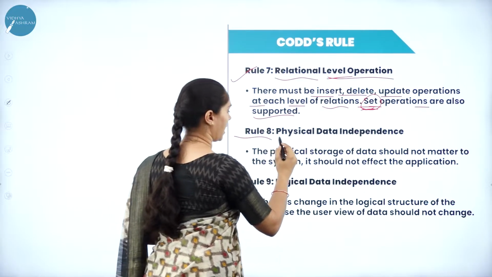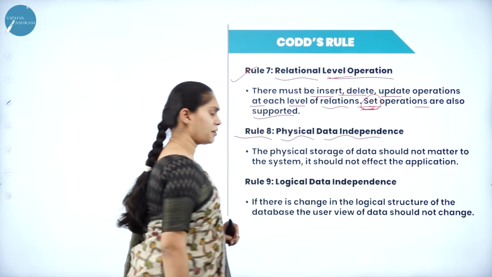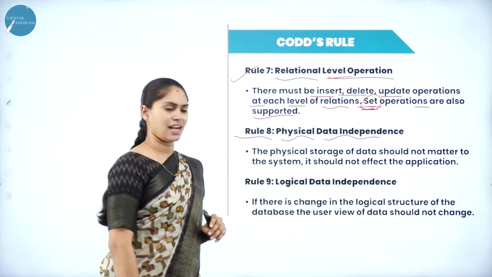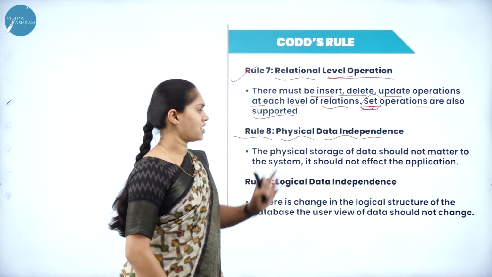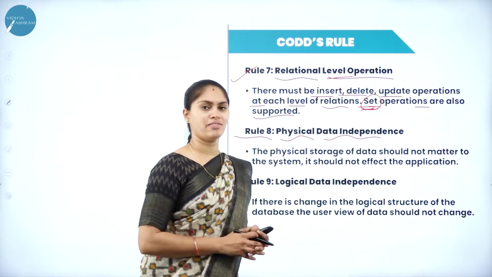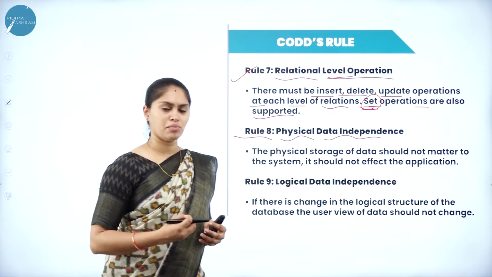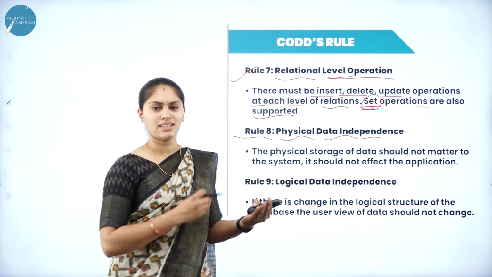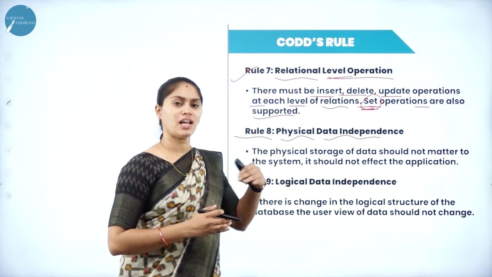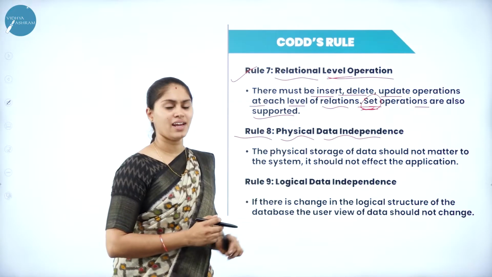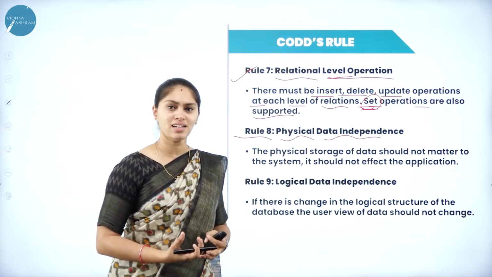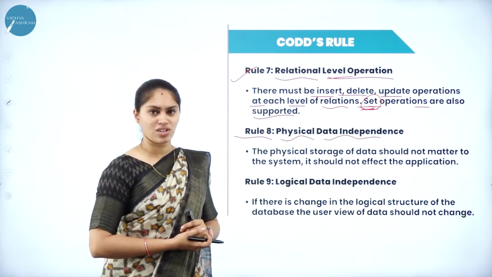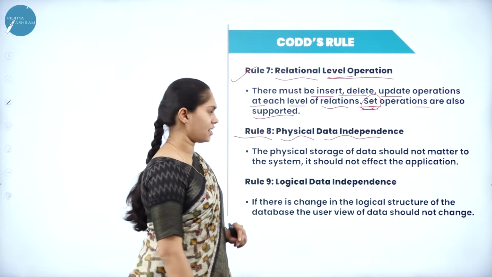We'll see rule 8, that is physical data independence. Already we have discussed physical data independence and logical data independence, right? I have already given you the example. If we are doing manufacturing or some household work on the first floor, that should not affect the second floor. In the same way, if we are modifying some content at the physical level, that should not affect the conceptual level. That is physical data independence.